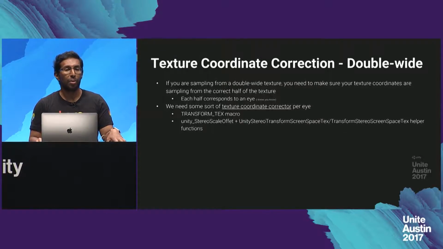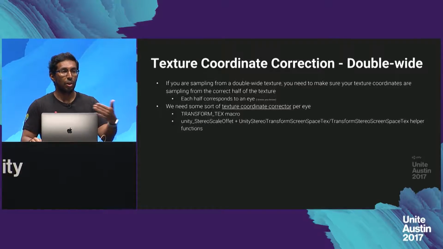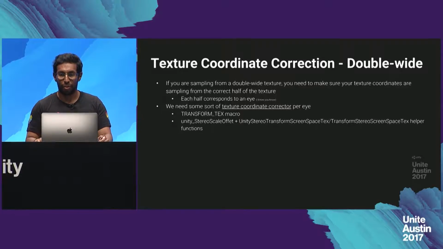When you are sampling from a double wide texture, you need to make sure your texture coordinates are sampling from the correct half that corresponds with the current active eye. So we need some kind of texture coordinate corrector that's operating per eye. We have 2 tools for this: the TransformTex macro, and Unity stereo scale offset, along with some helper methods that go with it.